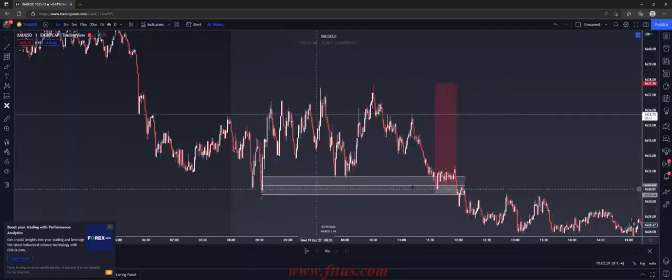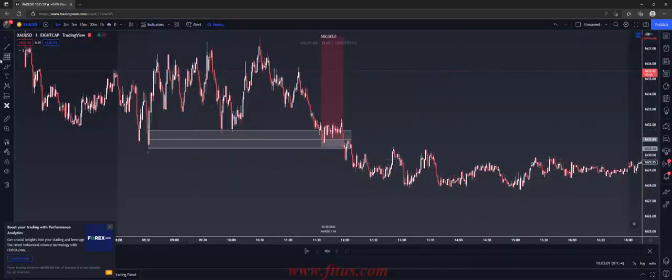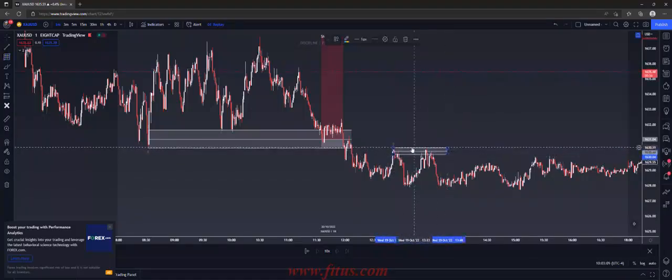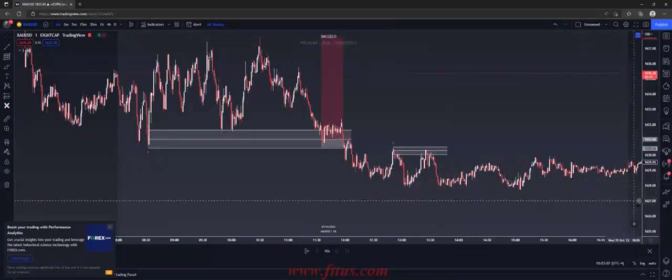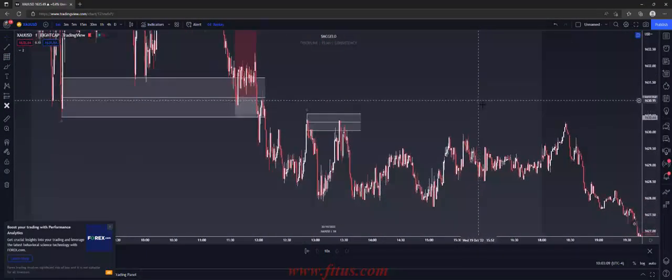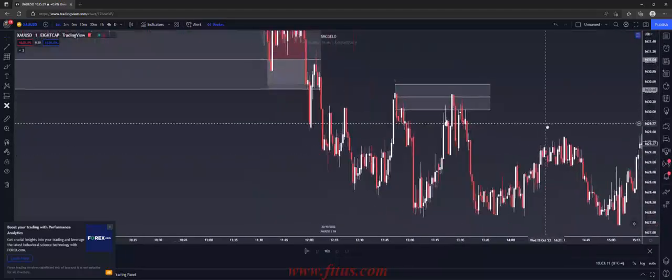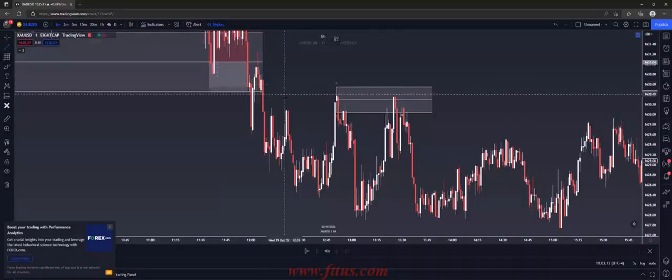We missed that clean setup. There's way more setups yesterday on gold. Yeah, this one right here. This was clean as hell. Why? Because, simple. We had this liquidity being taken out.